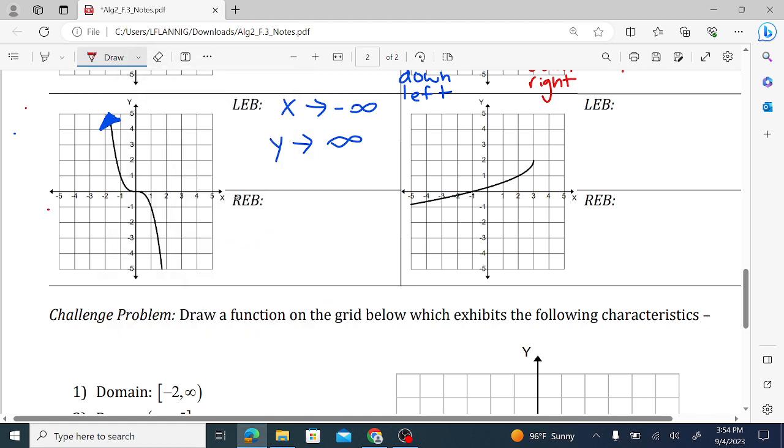This next one, we see that the graph is going to the right. So x will be approaching positive infinity. Are we going up or down for this one? Well, we're going down. So that would be negative infinity.